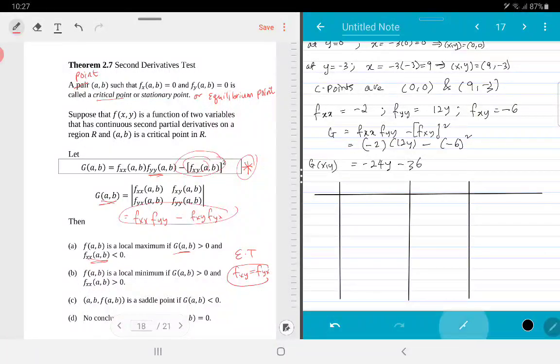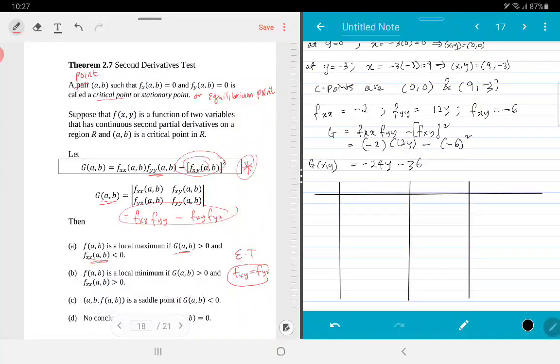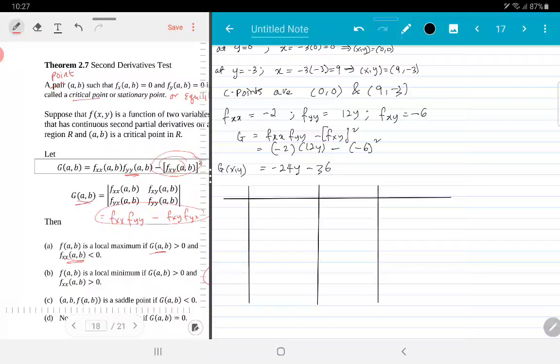The first column is for the critical point, so I'm going to call this a, b, which is really the critical point. And next we need to find g, and if g is positive, we have to check for fxx, and then the conclusion.